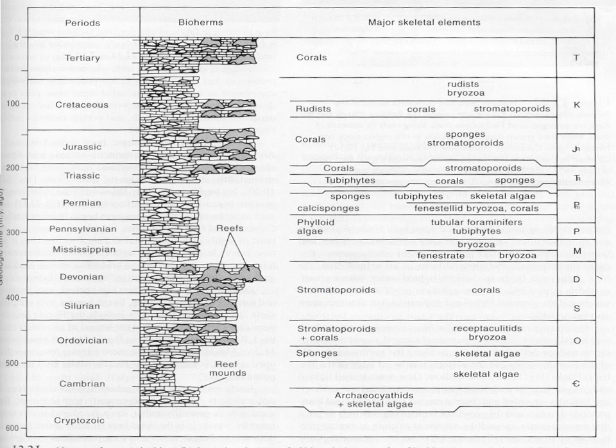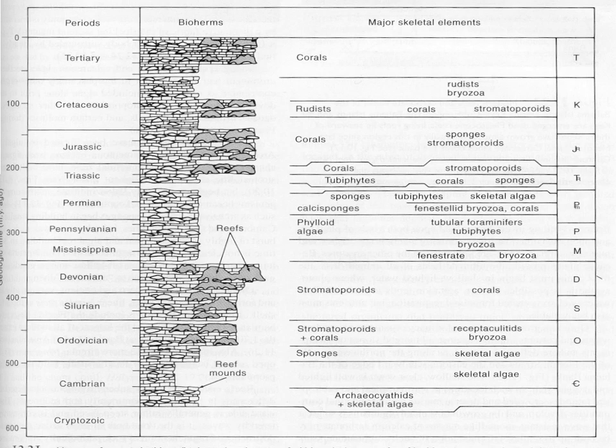So if we look again at our geologic time scale, going from the Precambrian or Cryptozoic as they're calling it, all the way up to today, we're looking at major reef building structures. We call these bioherms. So corals are a type of bioherm. They build reefs, but reefs or bioherms can also be made from other types of organisms.